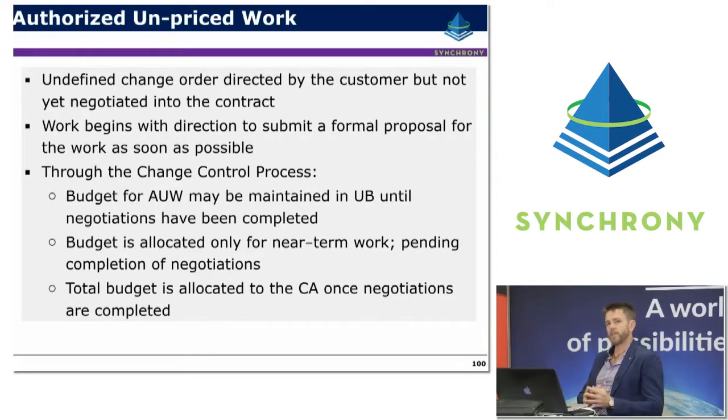Something that's a little bit disruptive to earned value management is sometimes when there's work that's been authorised, but for whatever reason, due to urgency or the critical nature of it, there hasn't been time to actually allocate budget to it. So there might be an undefined change order that's been directed by the customer, hasn't yet been negotiated into the contract, and work has to begin with direction to submit a formal proposal as soon as possible, for example.